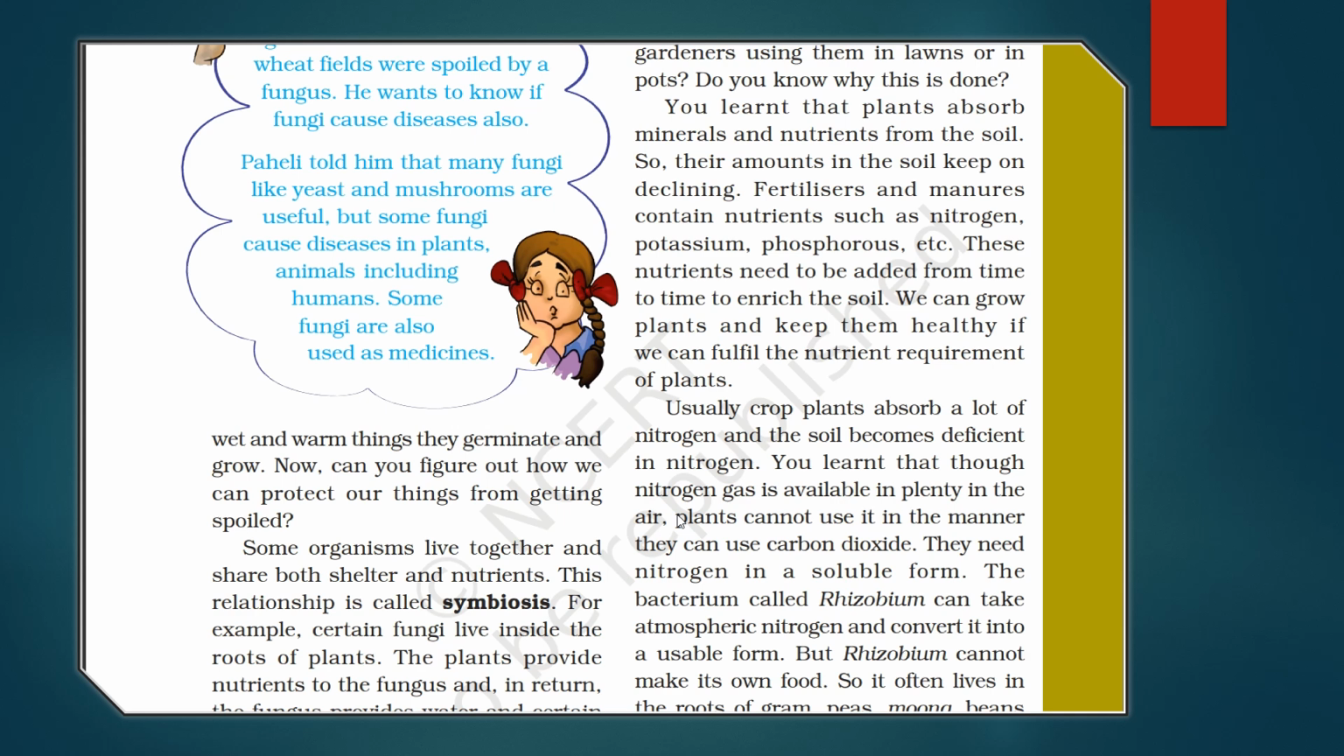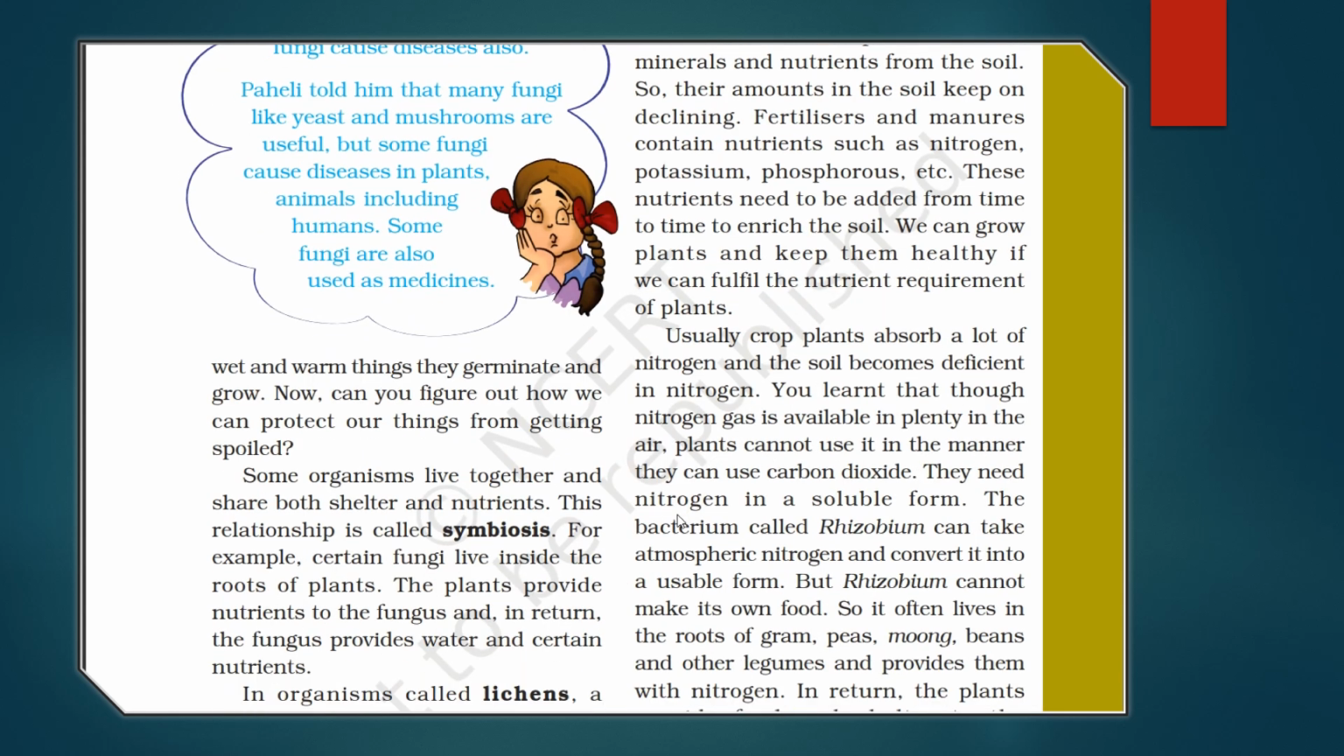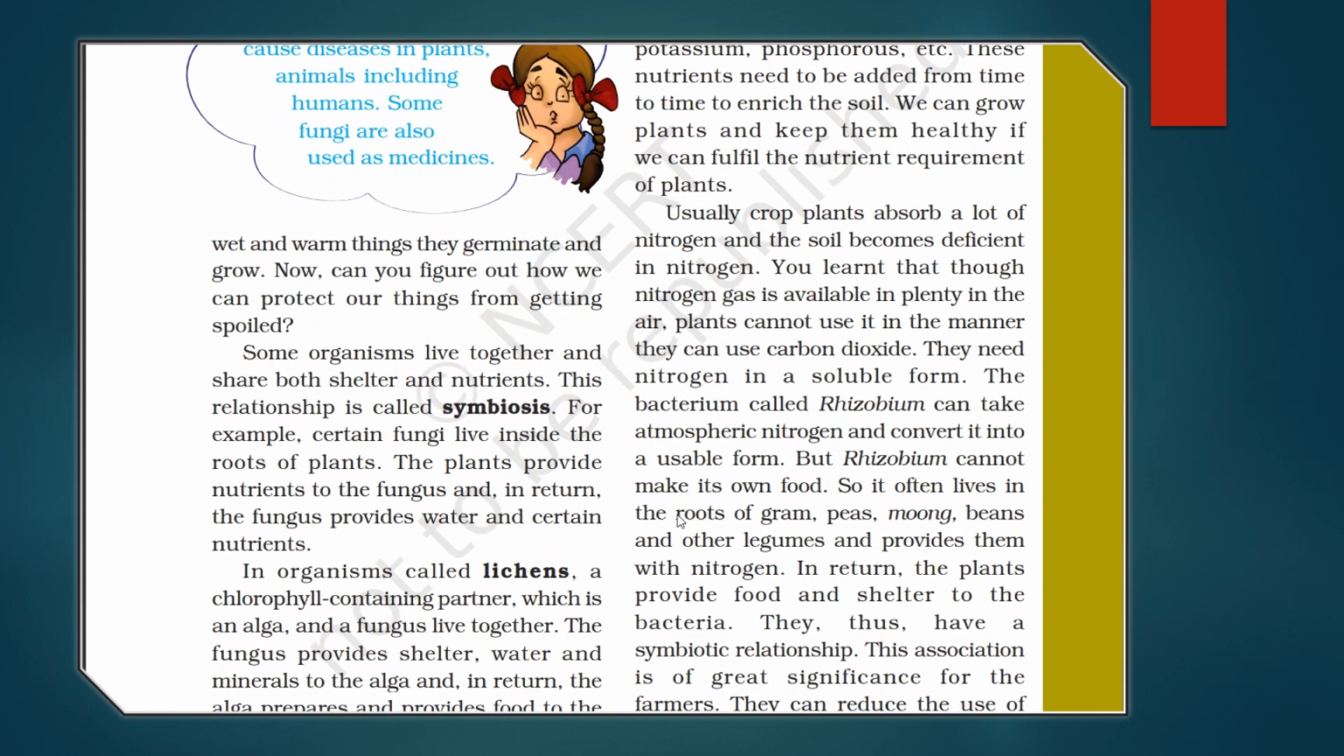Okay, so we can grow plants and keep them healthy if we can fulfill the nutrient requirement of plants, like our body. We are eating and again we are doing work, whatever the work is, again we are eating and doing the work. Like that, we have to think of the earth like a human body. We have to keep giving nutrients to keep the soil healthy. So usually crop plants absorb a lot of nitrogen and the soil becomes deficient in nitrogen. Deficient means lack of nitrogen.